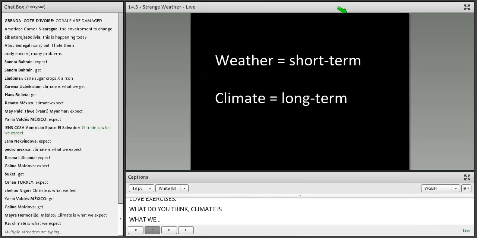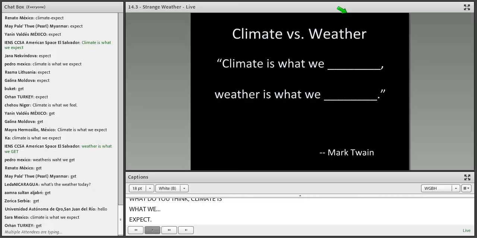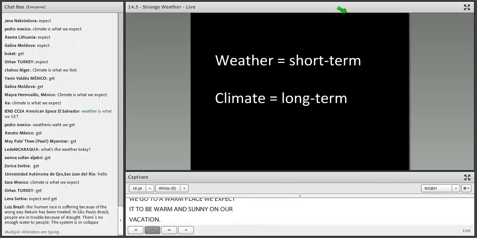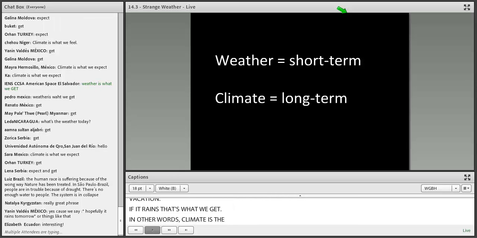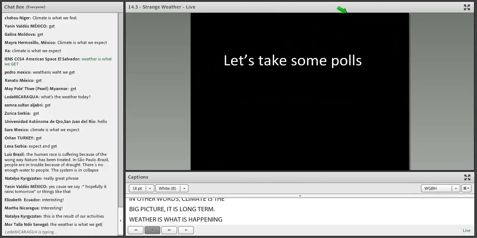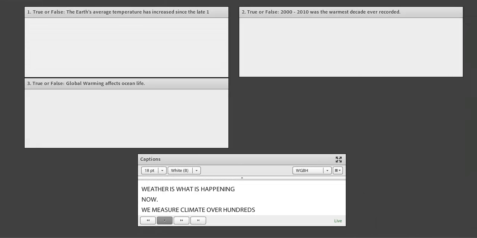So when we go to a warm place, we expect it to be warm and sunny on our vacation. If it rains, that's what we get. In other words, climate is the big picture. It is long term. Weather is what is happening now. It is short term. We measure climate over hundreds of years. So what has happened since 1800 with our climate?